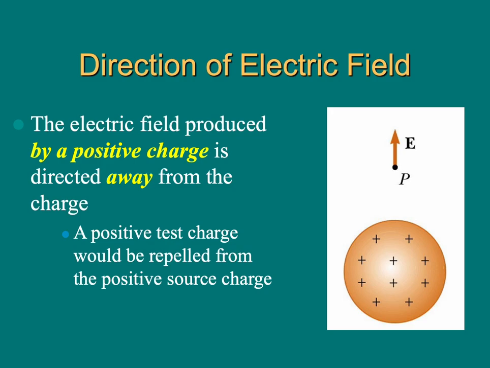If we have a positive charge, it will produce electric field pointing away from the positive charge. If we put a positive test charge at this location, the force on the test charge would be pointing away from the positive source charge, which is again consistent with Coulomb's law. Like charges repel each other.